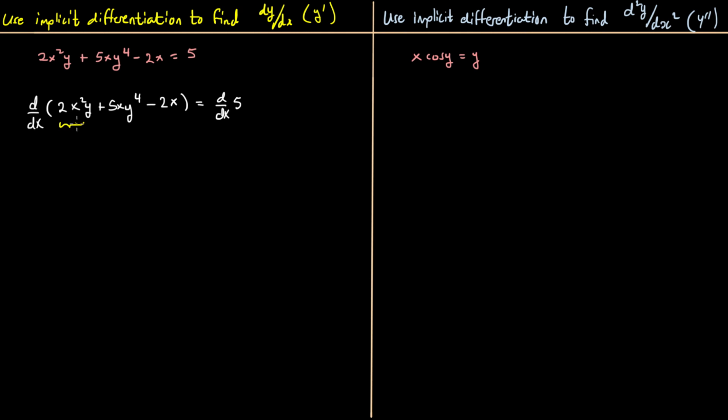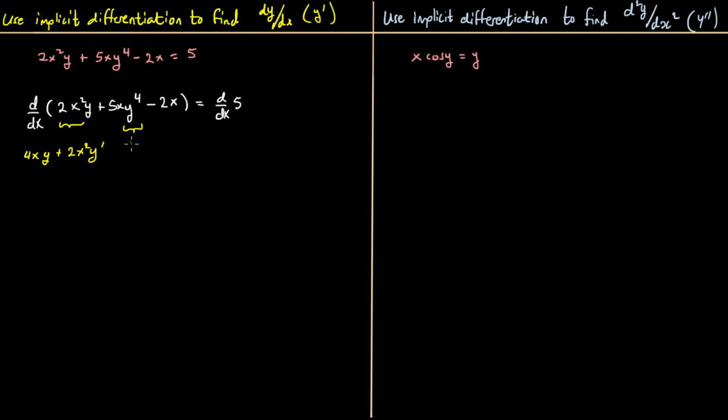Now, this first part here is going to be a product rule. We have 2x squared times y. So that's going to come out to be 4x times y plus 2x squared times y prime. The derivative of 2x squared is 4x, you multiply it by y, plus the original 2x squared times the derivative of y, which is just y prime. And then we do the same thing over here.